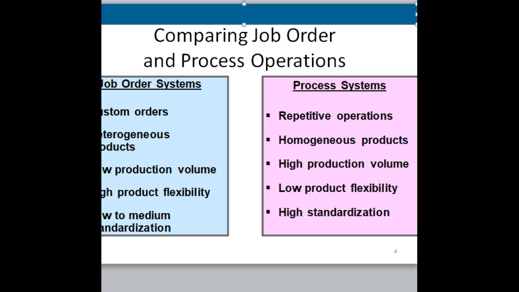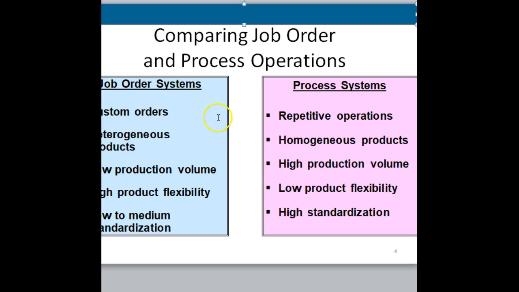Like products. Then a very high volume. I don't know how many bottles of water one plant can process in a day's time, but I'm sure it's considerable. And there's no flexibility. A bottle of water is a bottle of water, and it's X amount, and that's the label you use. And then finally, it's very standardized. It's very, very much the same.